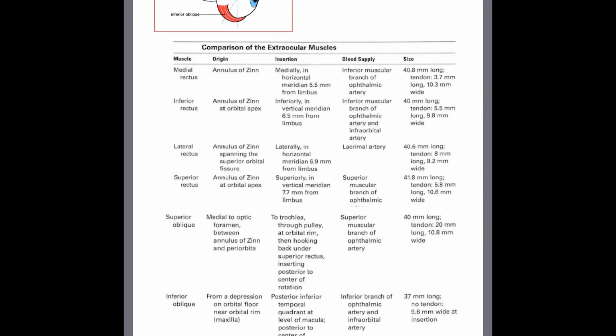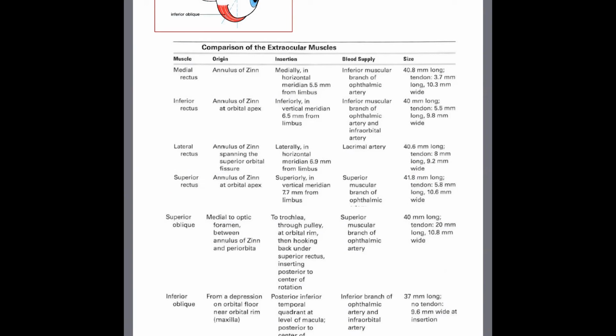Which muscle is the longest? Superior rectus, yes. The superior rectus is the longest one. Which one is the thickest? The medial rectus is the thickest one. Which is the longest one? Longest is superior rectus. Look here. Superior rectus will be 41.8 millimeter long. So this is the longest one.